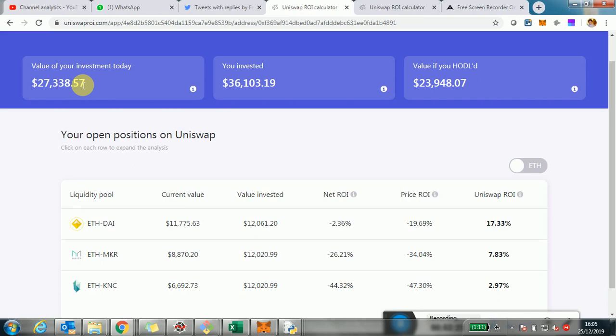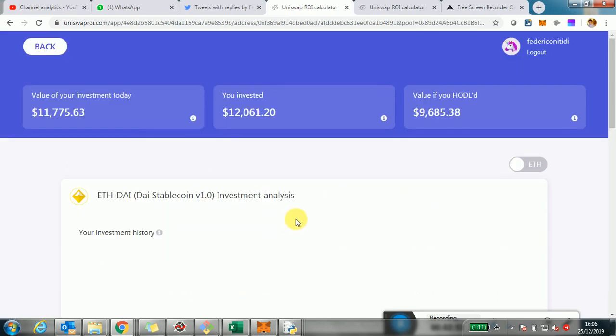So that is not attributable to Uniswap. And in fact, Uniswap had a pretty positive yield: if you compare the value, if you were holding, you would have now about 24,000. Now you have 27,000. This is the actual return that was made by Uniswap. But let's go into each pool and have a better feeling of what the return has been.